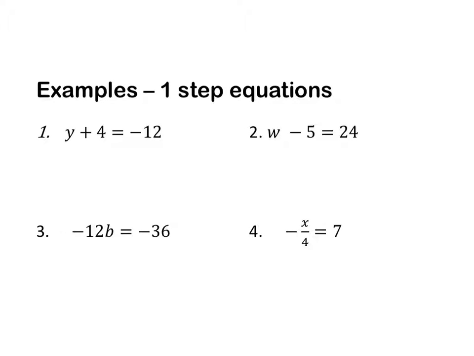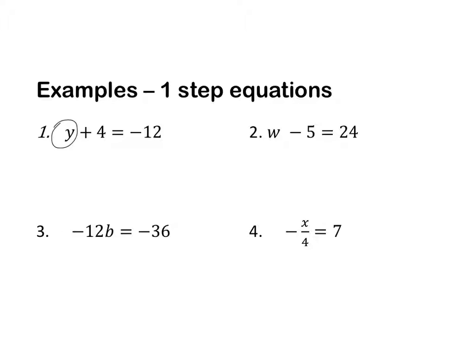Alright, so we're going to start with, I'm going to show you some examples of how to solve a one-step equation. When we solve an equation, we're wanting to isolate the variable. That means get the variable by itself on one side of the equal sign. So I want to get rid of everything that's on the side of the equal sign with the variable. So my variable here is y.